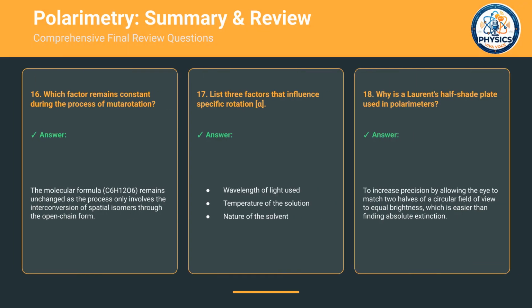For our final review, note that the molecular formula remains constant during mutarotation. 3 factors influencing specific rotation are the wavelength of light used, the temperature of the solution, and the nature of the solvent. A Lorentz half-shade plate increases precision by matching 2 halves of the field of view to equal brightness, which is easier than finding absolute darkness.